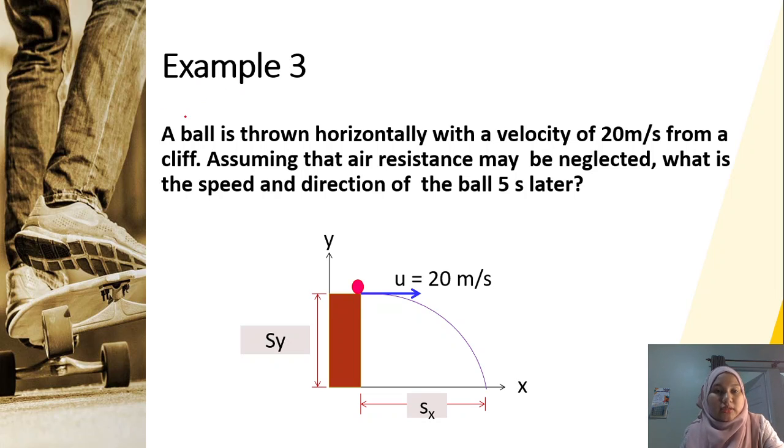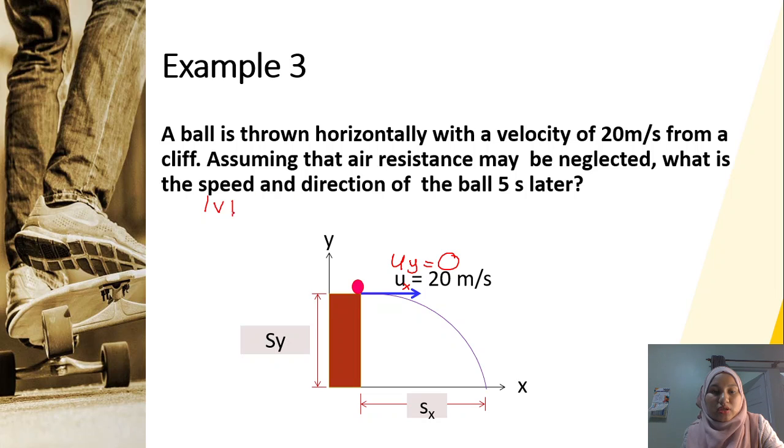Example 3, this is the last example for this lesson, for this tutorial. A ball is thrown horizontally, again horizontally, so that you have an x component equal to 20 meters per second from a cliff. So again, uy becomes 0. Assuming that air resistance may be neglected, what is the speed and direction?